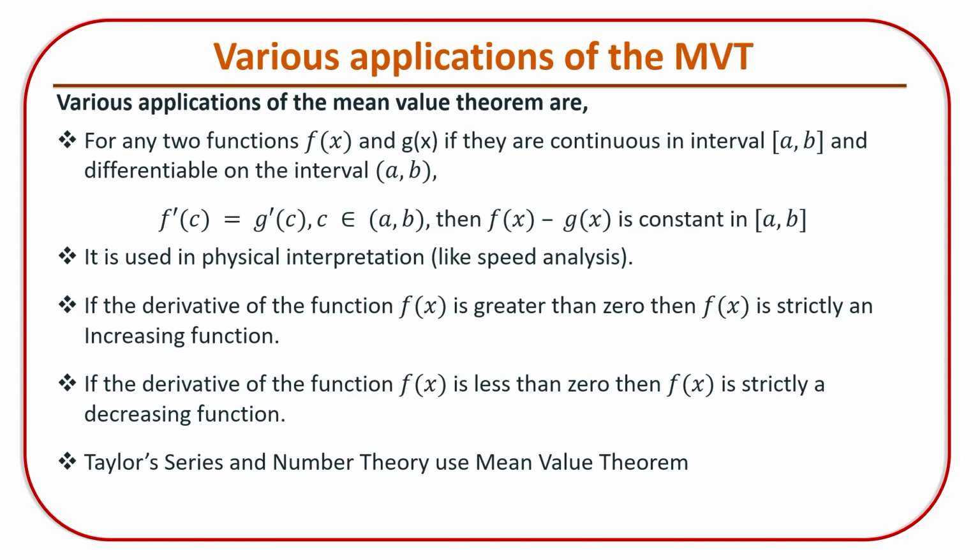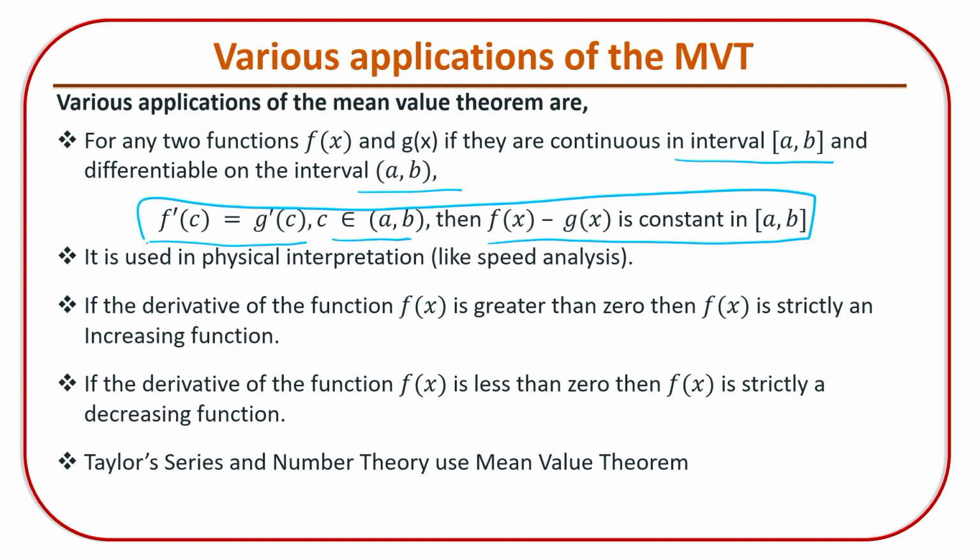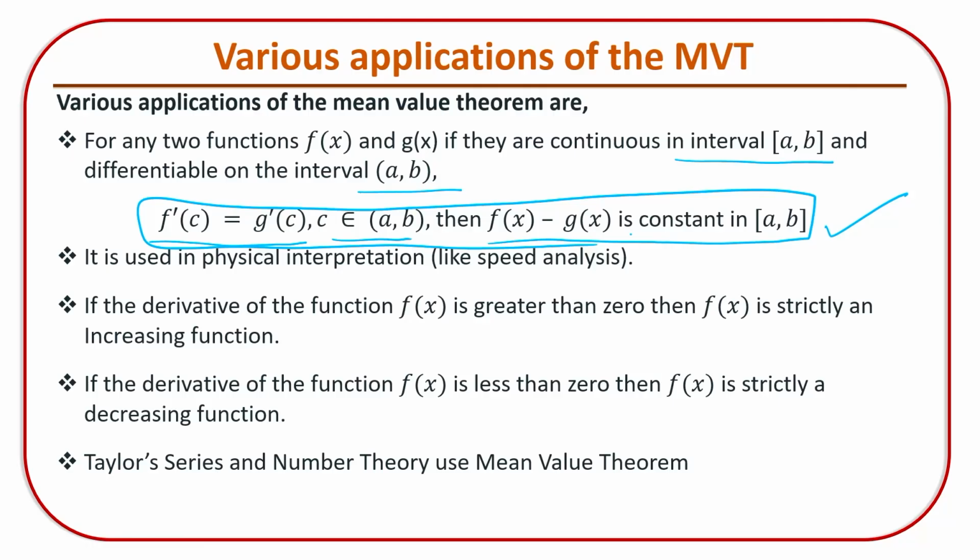For any two functions f x and g x, if they are continuous in a closed interval a b and differentiable in the open interval, then we know that if f dash of c equals g dash of c in the whole interval a b, then f x minus g x is constant. See? So, you can easily find out that if there are two functions and the derivatives of both functions are equal, then the difference f x minus g x is going to be constant, right? It is used in physical interpretation like speed analysis or acceleration and so on.